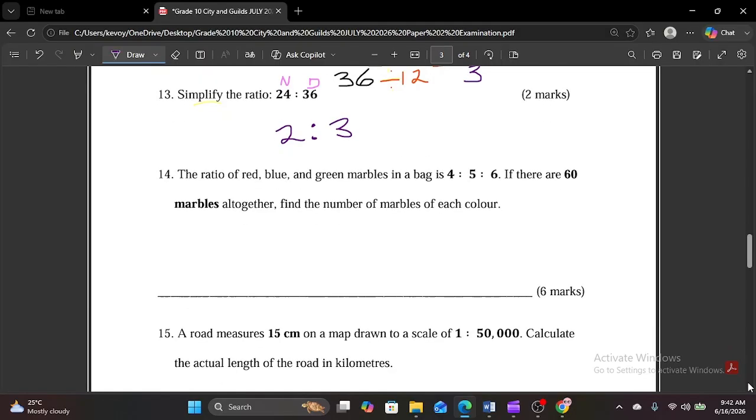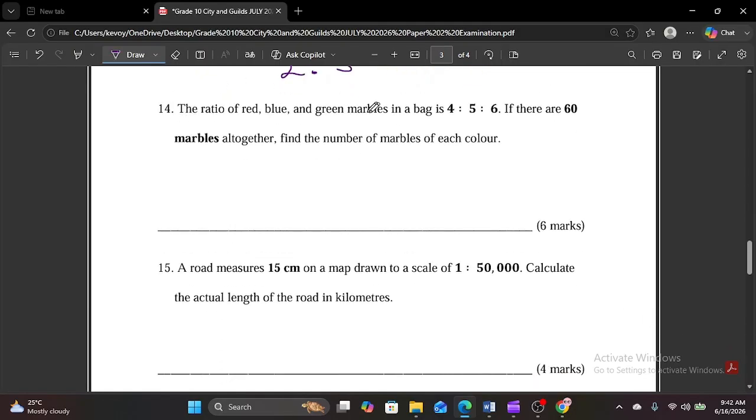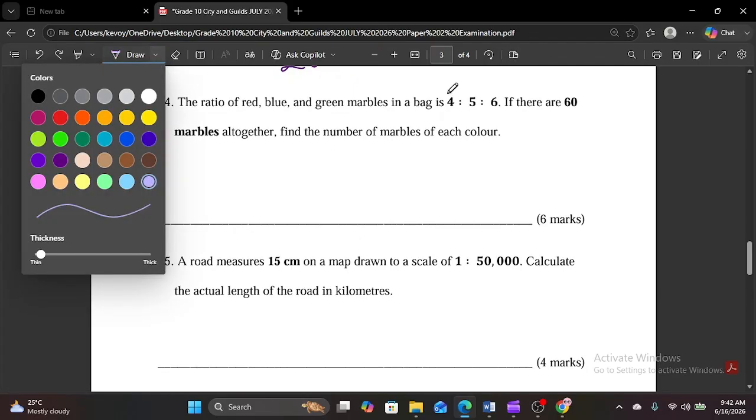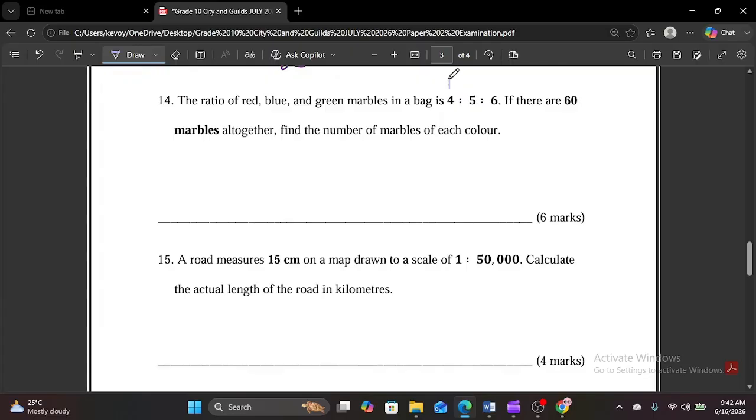Okay, moving on. We have a ratio right here that we're going to share. The ratio of red, blue, and green marbles in a bag is 4 to 5 to 6. There are 60 marbles altogether. Find the number of marbles of each color. So this 4 is representing the red marbles, because it's always in the correct order. So red, blue for 5, and 6 is going to be green.